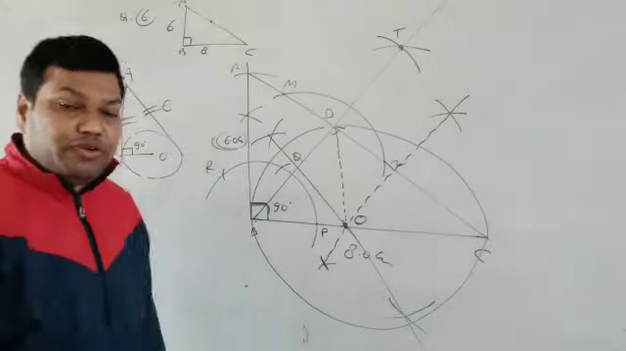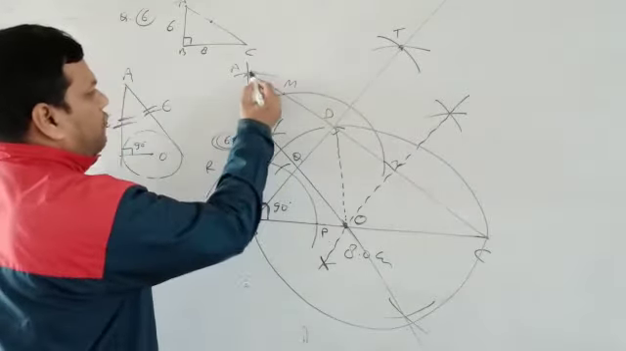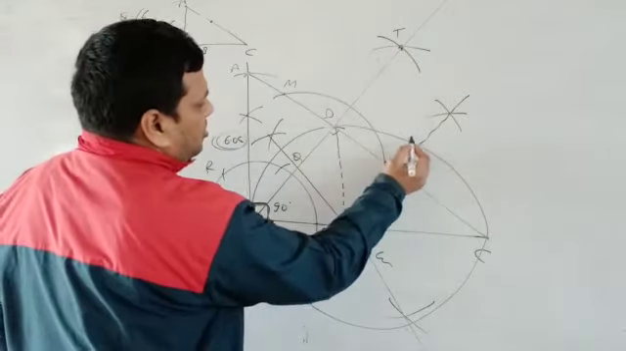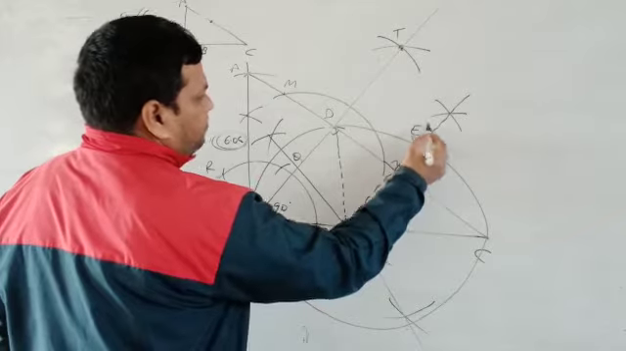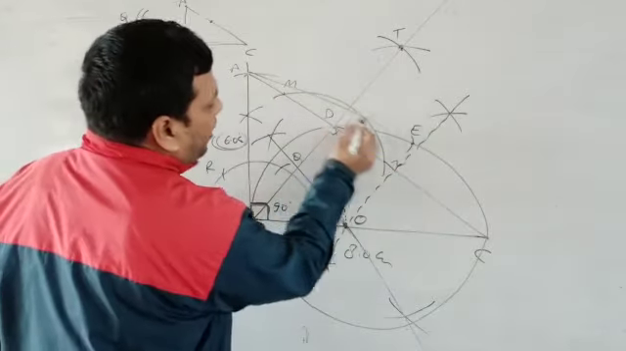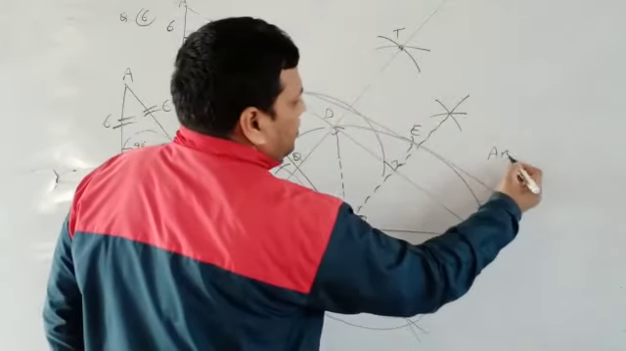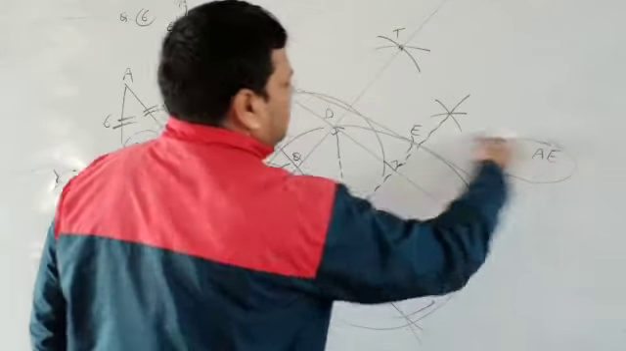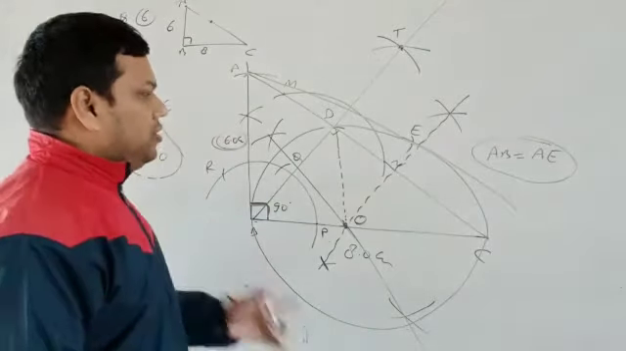So what should we do? We should take an arc of AB, that is 6 cm. From A, you cut this circle here. You will find that it will be E. Now you should join this AE. So now you have AB and AE, the two tangents which have to be drawn from A to this circle.